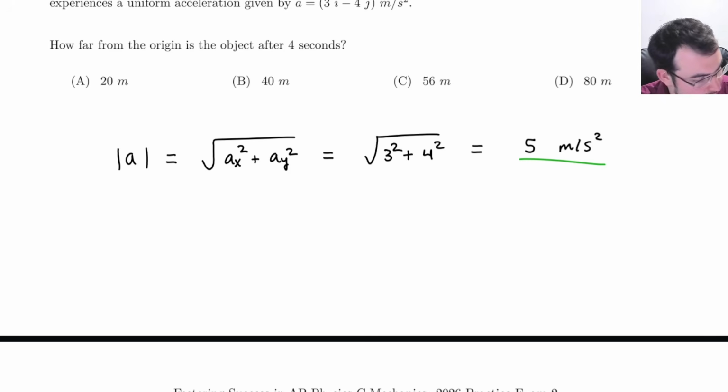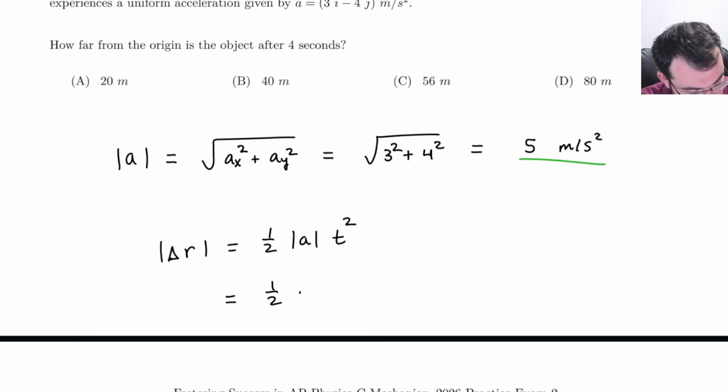Our displacement r would just be equal to 1/2 times a times t squared plus an initial velocity term that's not there. So 1/2 times the acceleration, which was 5, times t squared, so 4 squared. So we get 4 squared is 16, half of 16 is 8, 8 times 5, 40 meters.